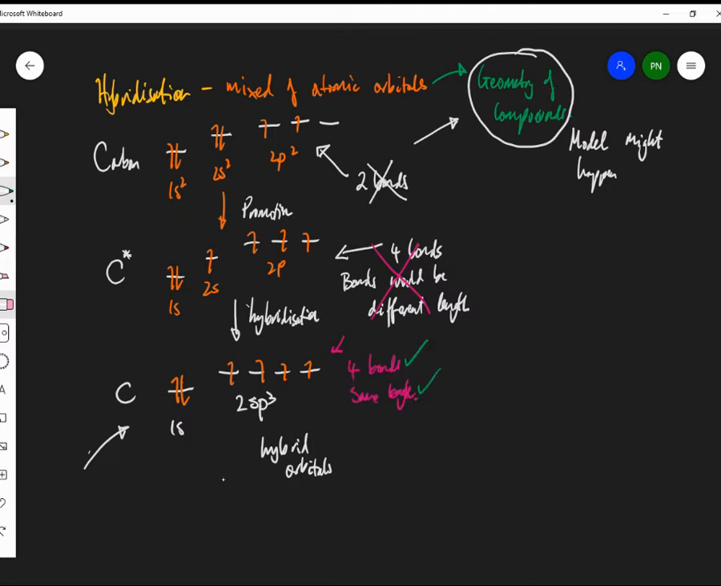But it's a model. You shouldn't overthink it. It's just a way we can explain the geometry of compounds. It's a very complicated model, but that's all it is. It's a model to help us understand things. All right. So there we go. So we got these four hybrid orbitals there.